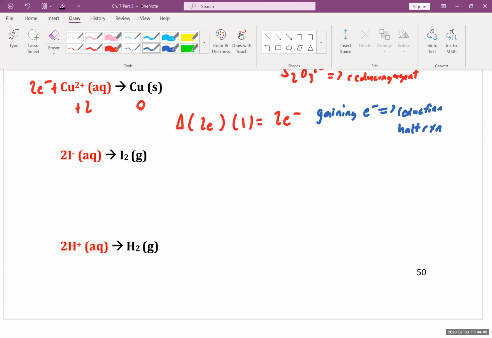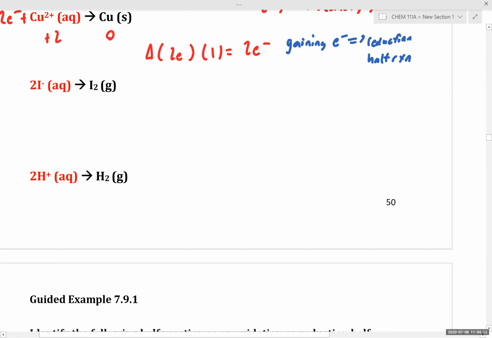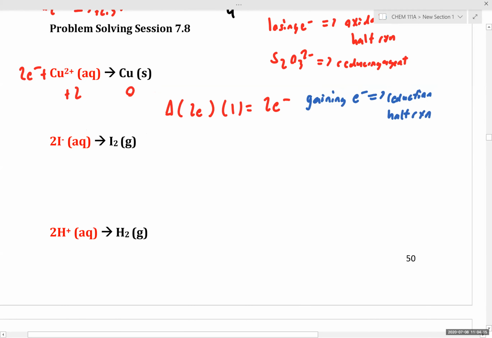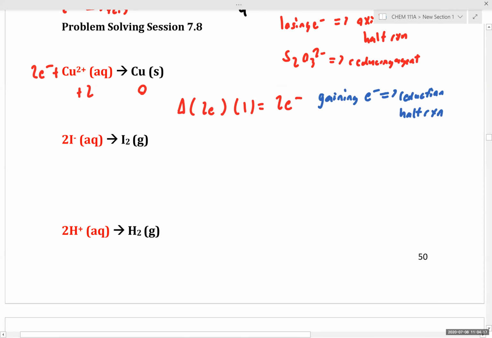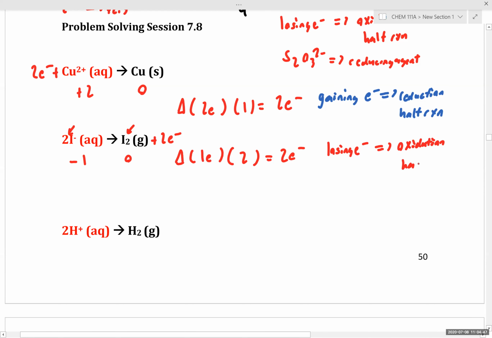Okay, let's look at another example, iodide to iodine. We're going from an oxidation number of -1 to 0. So our difference is 1 electron, and we have 2 atoms undergoing that change. So then we have 2 electrons, and as our oxidation number is becoming more positive, we are losing electrons. So as we are losing electrons, we call this an oxidation half reaction.